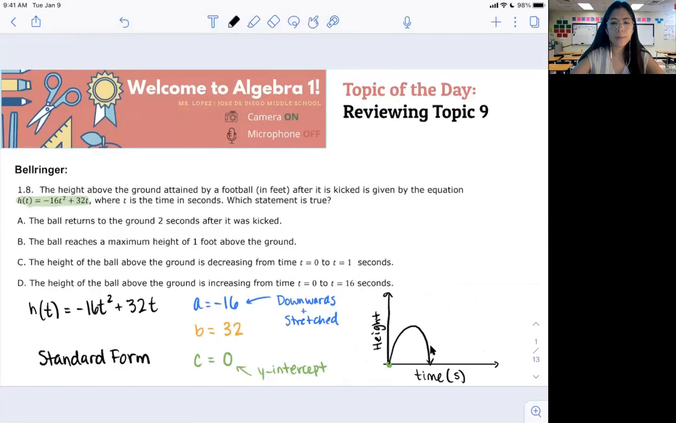Okay, so now I have a good amount of information and I can start looking at my answer choices to see if I can get rid of anything that makes no sense. So you always want to think about, do these answer choices make sense in the real world? Starting with A, the ball returns to the ground 2 seconds after it was kicked. Is that reasonable? Could it take 2 seconds for the ball to go up and then back down? No. You don't think so? How many seconds would it take, do you think? In a real world?